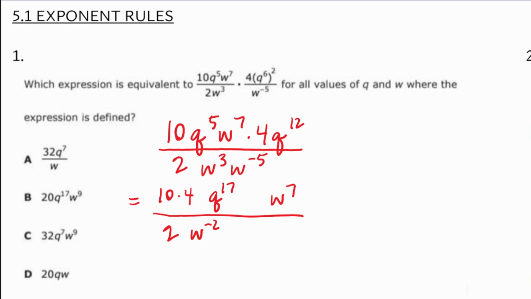Okay, and then I know negative 2 powers of w in the denominator could go up here and become 2 powers of w in the numerator. And so I might do that. And then I could combine w to the 2 times w to the 7 and end up with w to the 9. And then 40 divided by 2 is going to be 20 q to the 17, w to the 9. Okay, and that's answer choice B right there.